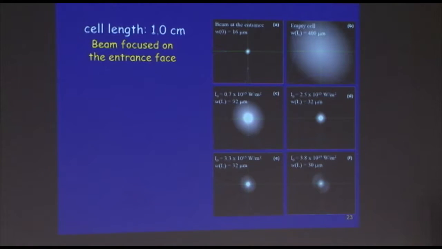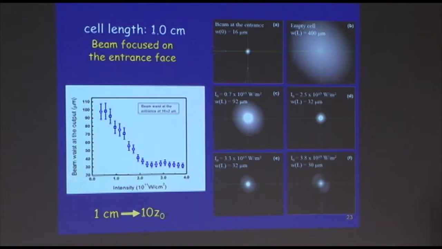But if we increase the intensity, then you can see that it changed, for example, here for an intensity of 0.7 times 10 to the 15 watts per square meter, you have this beam waist being reduced. And then we found the correct intensity in order to have this beam propagating without change in the profile. So that's a summary of the experiments being done here.